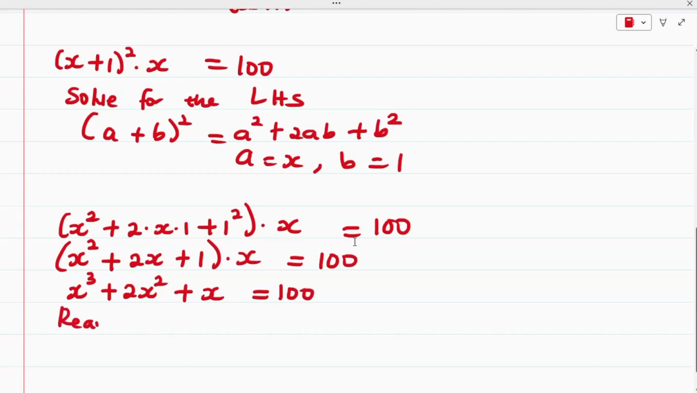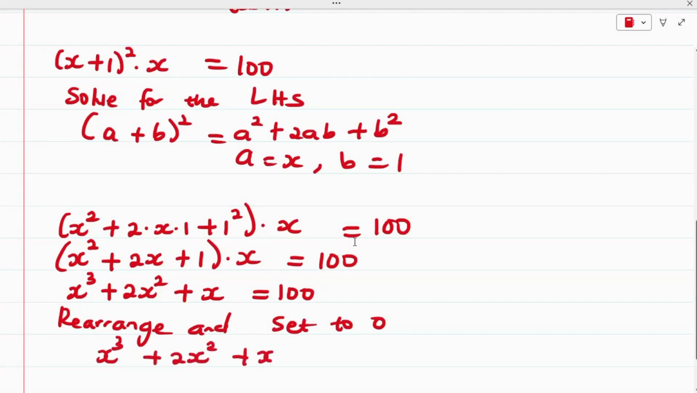So the next thing we want to do is to simply rearrange and set the equation to 0. So doing that, we have x raised to the power of 3 plus 2x squared plus x minus 100, and this is equal to 0.